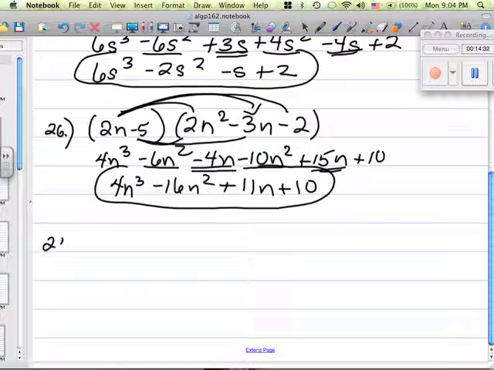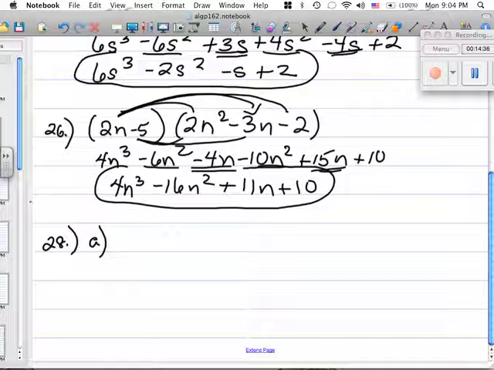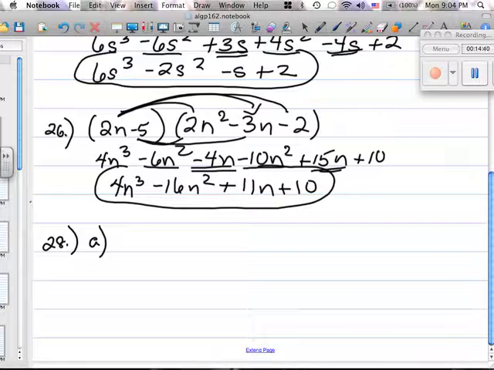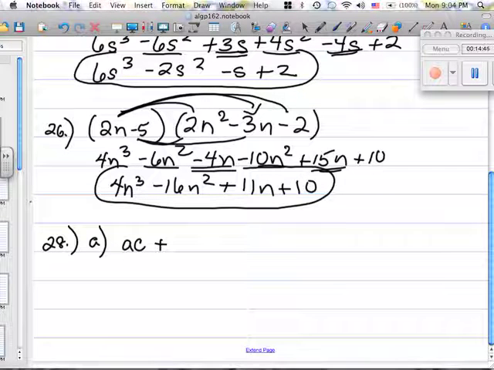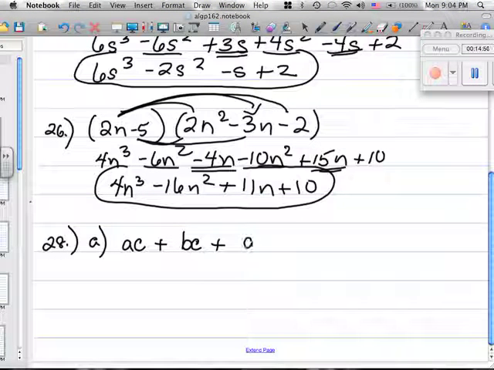So 28, part A, finding the sum of the areas of the 4 smaller rectangles. So we have A times C, which would be AC, plus B times C, BC, plus A times D, AD, the yellow one, and then the blue one would be B times D.